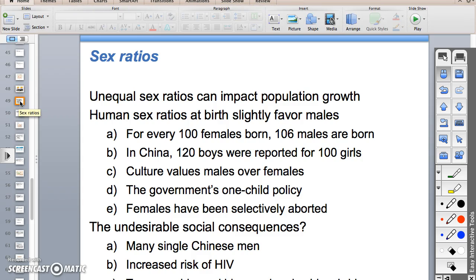There we go. So sex ratios, like I said, for every 100 females in the natural world, we're going to have 106 males. There's more boys for girls. But in China, it's 120 to 100, so it's more.